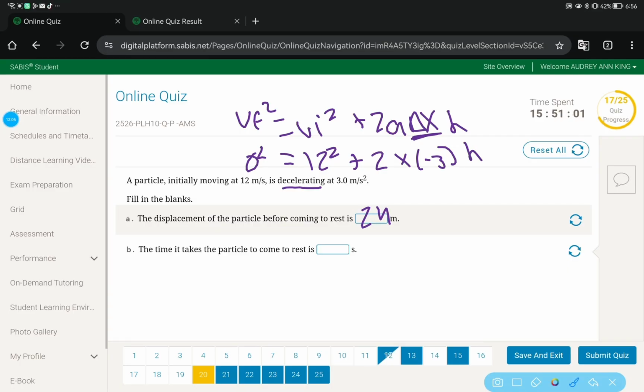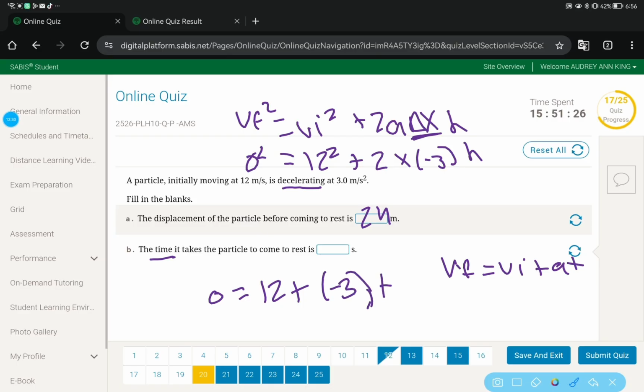The time it takes for the particle to come to rest is blank. So we need to find the time now. So we can use the formula with no displacement. So Vf equals Vi plus at. So 0 equals 12 plus negative 3t. And you should get 4.